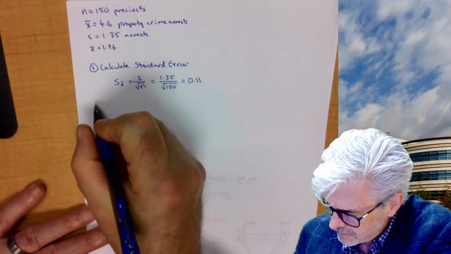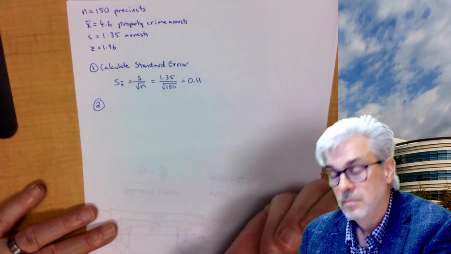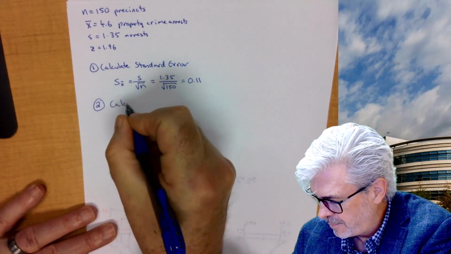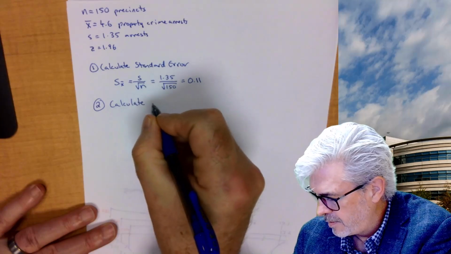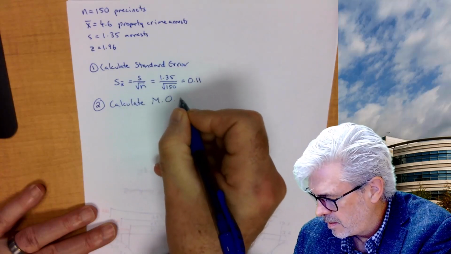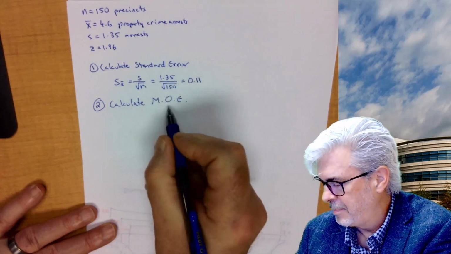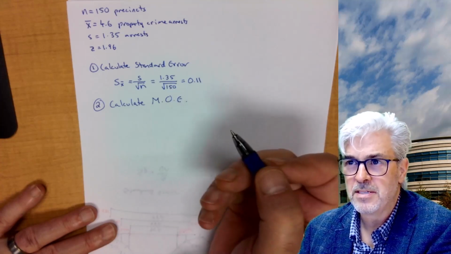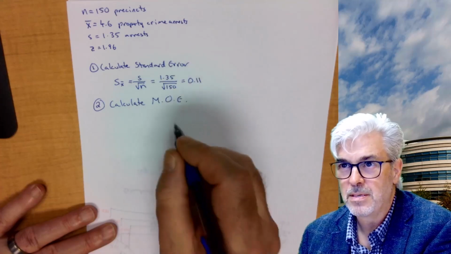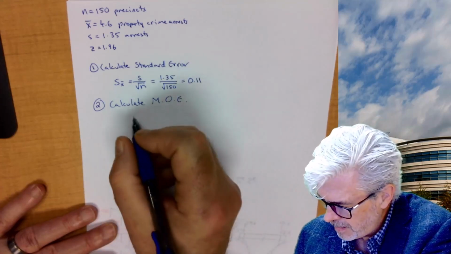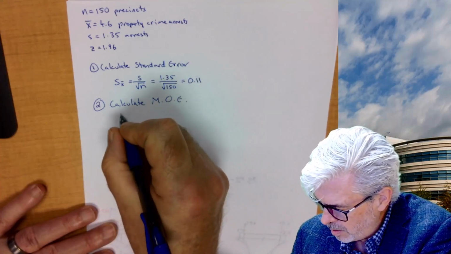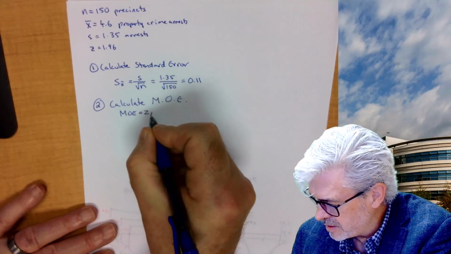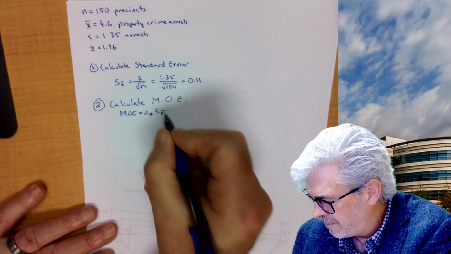Second step, what you're going to do is calculate the margin of error. M.O.E, margin of error. Sometimes I read it like Mo, like the Simpsons bartender, but you just remember it's margin of error, right? And Mo equals z sub alpha times standard error.